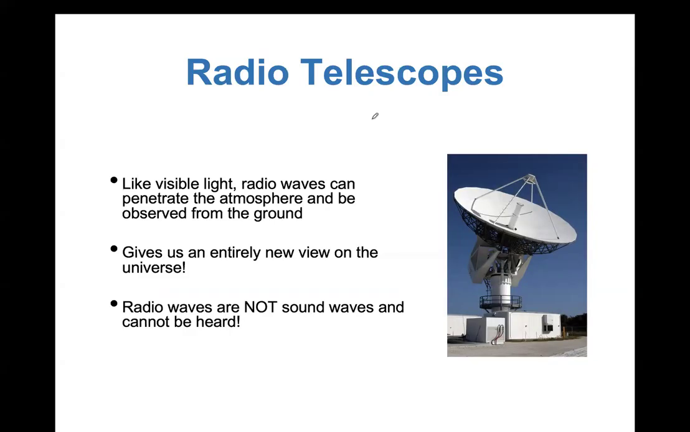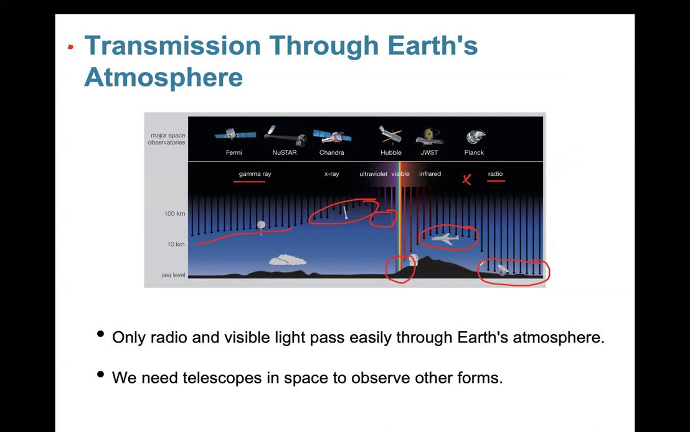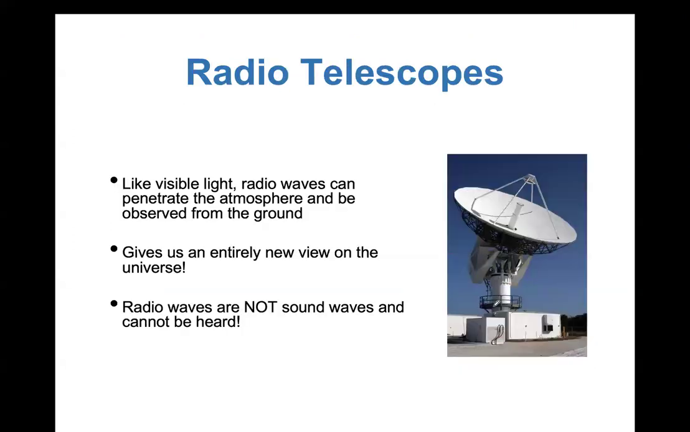Okay, so radio telescopes. Well, like visible light, radio waves can penetrate the atmosphere. We saw that, right? The two main types, visible and radio. And that means we can have observations on the ground. We can have a ground-based radio telescope. When we look at radio waves, we're able to see an all new view of the universe.